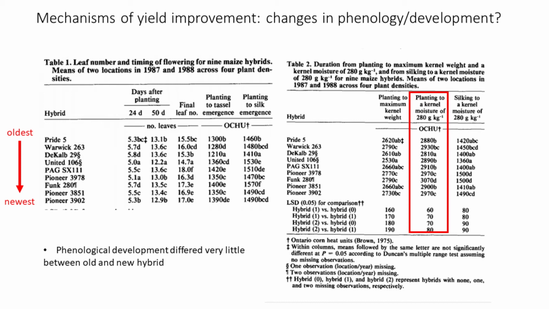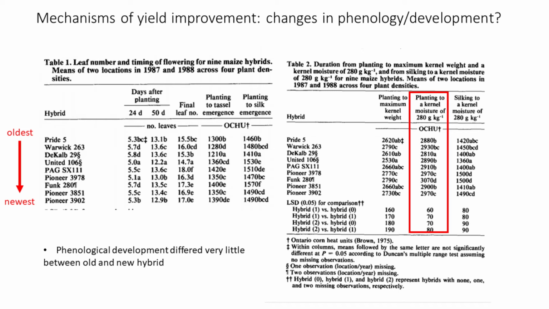So in table 1 on the left, you can see a column for final leaf number, so the total maximum number of leaves that hybrid achieved. And we can see some statistically significant differences here between the oldest and newest hybrids. That might be contributing to changes in leaf area index. And so, there's something going on here, although it seems very minor. Okay. The next column to notice here is the OCHU accumulation required to move that crop from planting to silk emergence, that last column there.